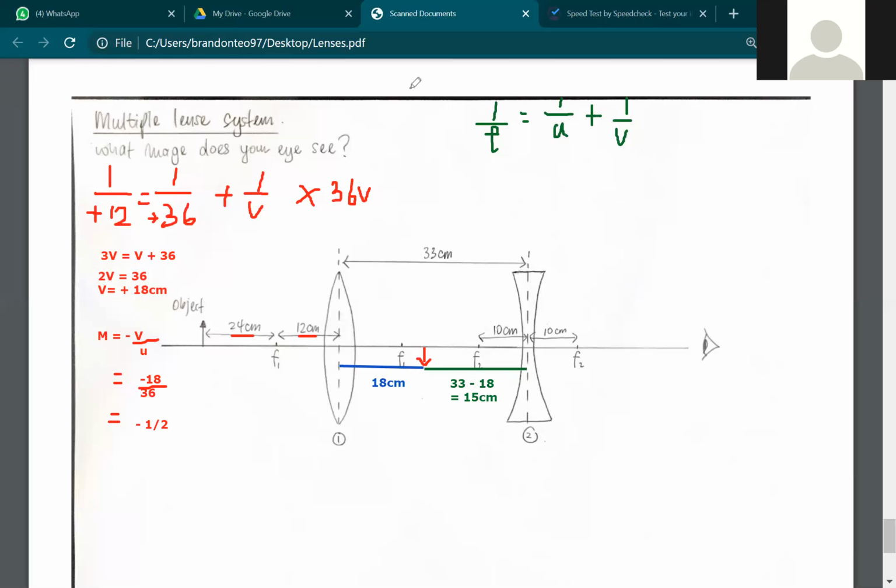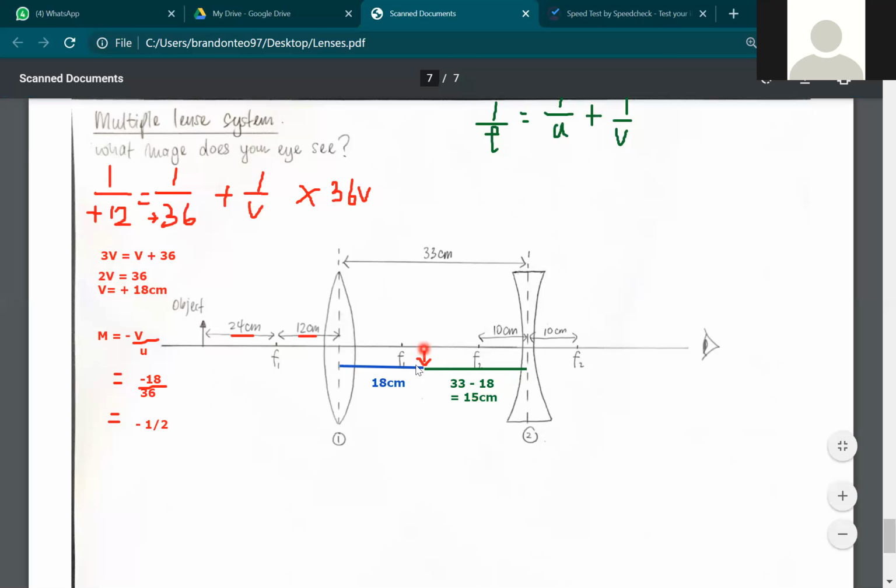Is it a positive or a negative? It's still positive, because this object is at the left side of the lens, right? It's at the left side of the lens and it is opposite to the position of the eye. So the object for the second lens is still positive 15.